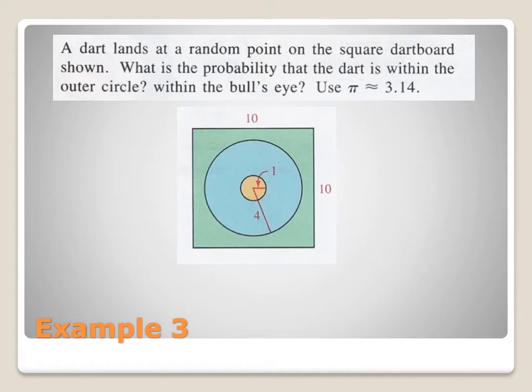Okay, last slide. We're throwing a dart. A dart lands at a random point on the square dartboard shown. What is the probability that the dart is within the outer circle? And then the second question, within the bullseye. So I actually have to do 2 questions here. I'm going to say just leave it in terms of pi.